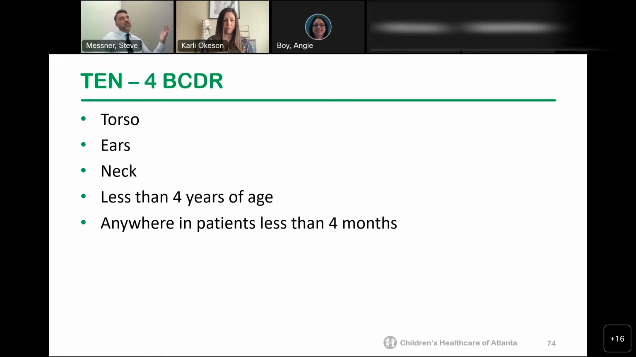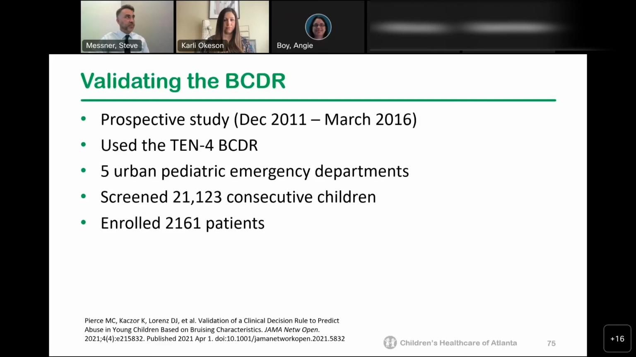But then they said, and children should not have injuries anywhere on their body, any bruises, if they're less than 4 months of age, because they're not yet mobile and able to self-inflict injuries.